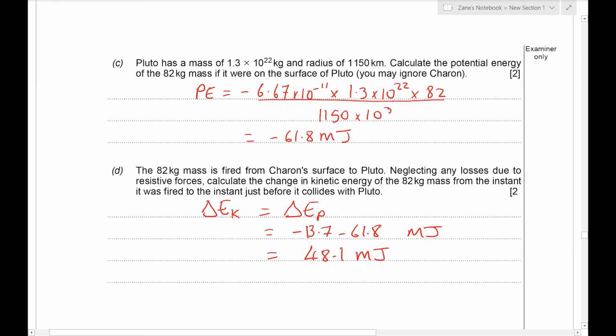Question could have continued by asking us to calculate the speed of the object just before it collides with Pluto, but that's the end of this question.